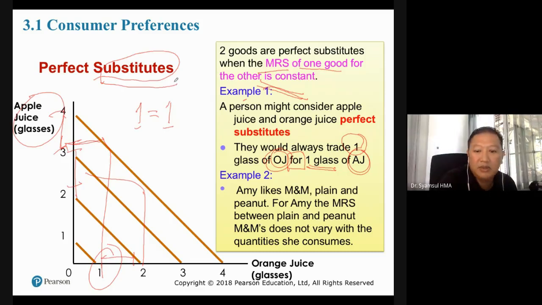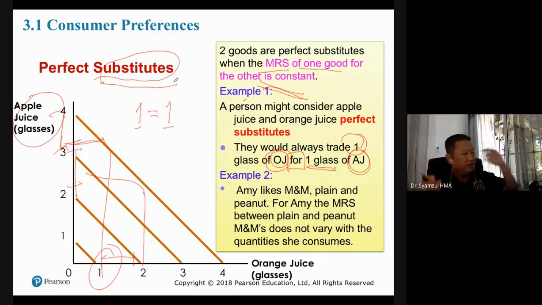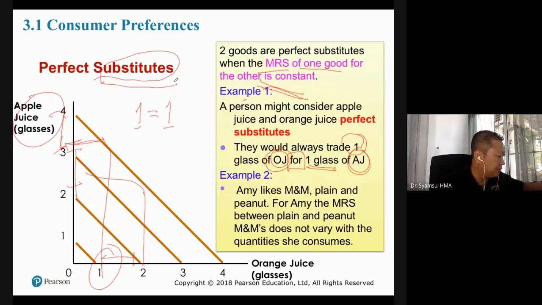Example of perfect substitutes, anyone? What do you think? Anything for you? Example of perfect substitute? No, no example. Anyone? Are you there?